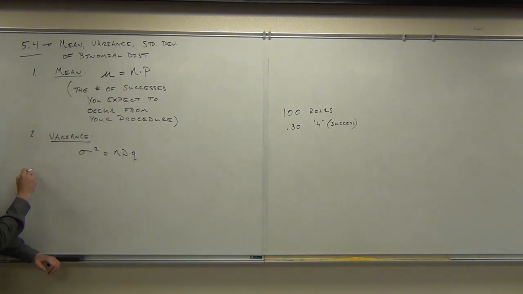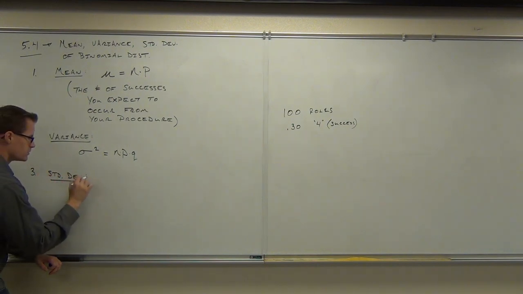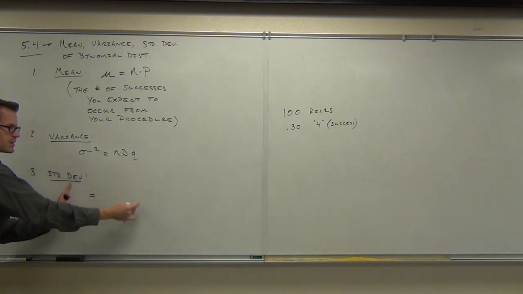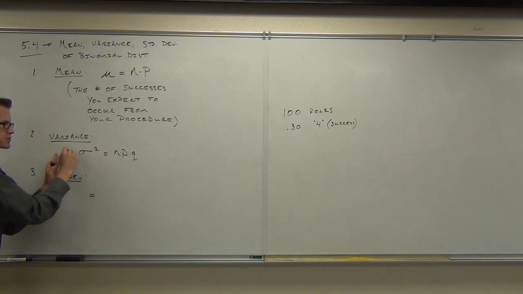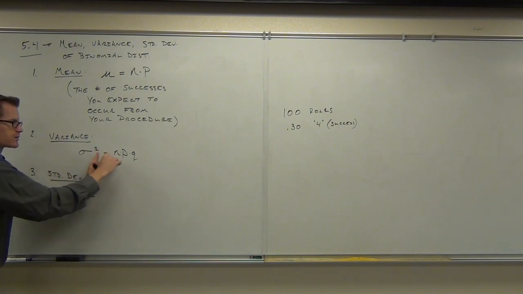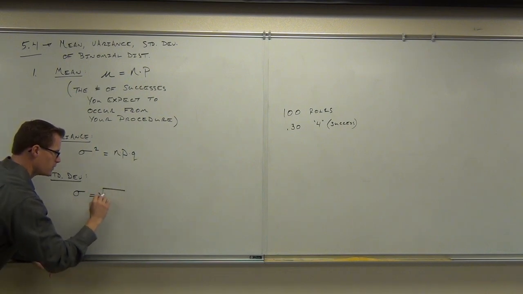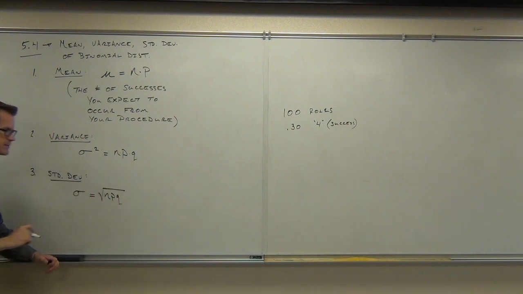How do you go from variance to standard deviation? What do you do? Square root it. Okay, so what's the symbol then? What's the symbol on the left-hand side of our equation? Is it still sigma squared? Sigma. Basically, to get from here to here, you take the square root of both sides. The square root will simplify with that square, and the square root will be on the right-hand side. So we're going to have sigma equals the square root of n times p times q.